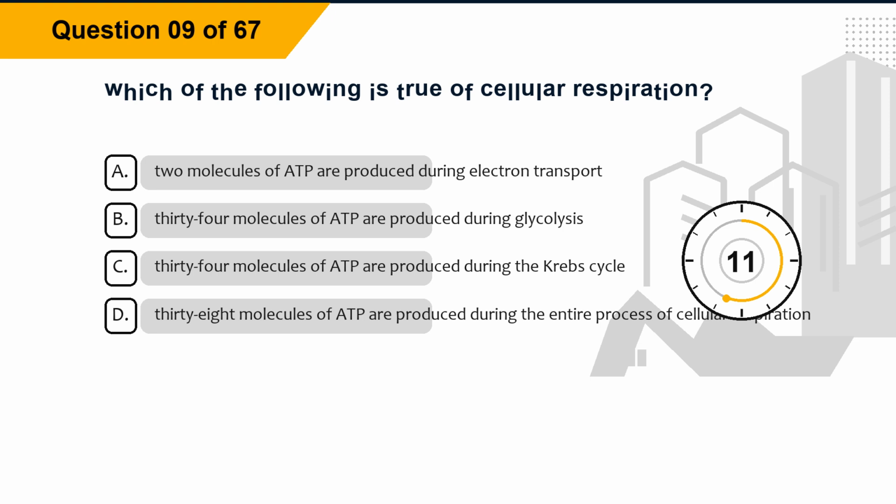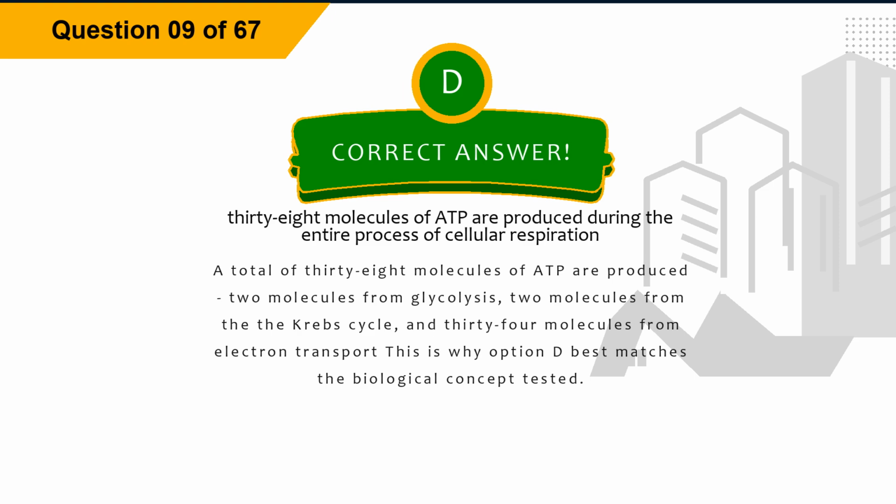Option C, 34 molecules of ADP are produced during the Krebs cycle. Option D, 38 molecules of ATP are produced during the entire process of cellular respiration. The correct answer is option D, 38 molecules of ATP are produced during the entire process of cellular respiration. Explanation. A total of 38 molecules of ATP are produced, 2 molecules from glycolysis, 2 molecules from the Krebs cycle, and 34 molecules from electron transport. This is why option D best matches the biological concept tested.